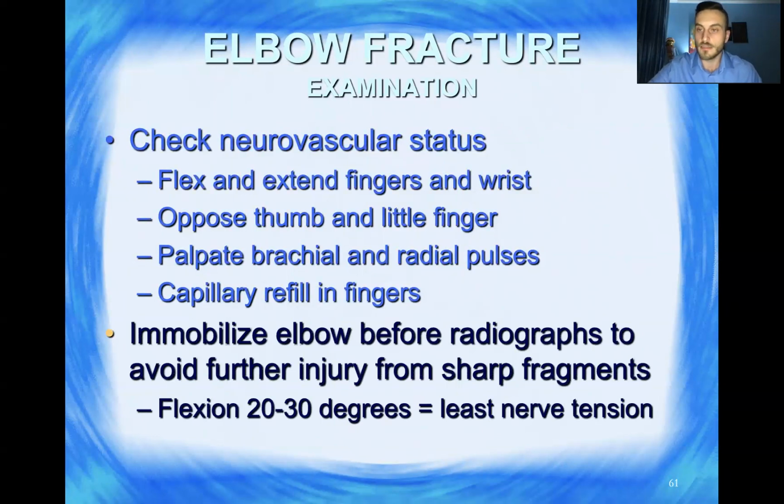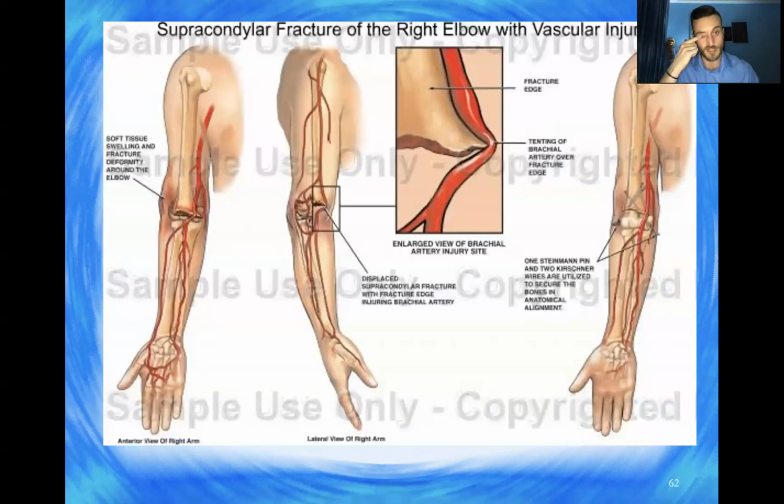If the fracture is not displaced, you should immobilize in 20 to 30 degrees of flexion, which is the position of least nerve tension. As you can see in this picture, a supracondylar fracture will usually affect the brachial artery.